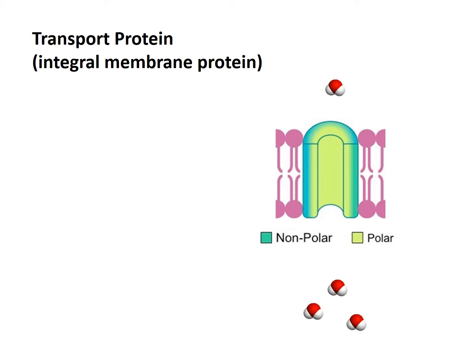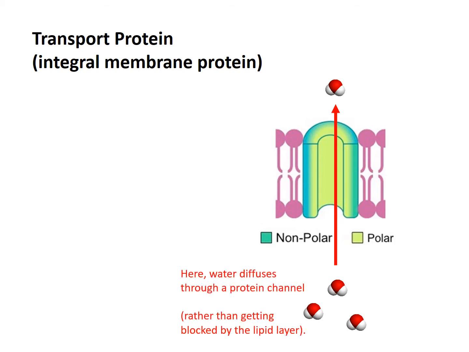This is a convenient situation for these cartoon water molecules because they can zip right through the polar internal space of this transport protein. So here you're seeing water diffuse through a protein channel. Diffusion through a protein channel is called facilitated diffusion. To be clear, this transport protein is facilitating or helping these polar water molecules diffuse from one side of the plasma membrane to the other rather than getting blocked by the hydrophobic core of the plasma membrane.